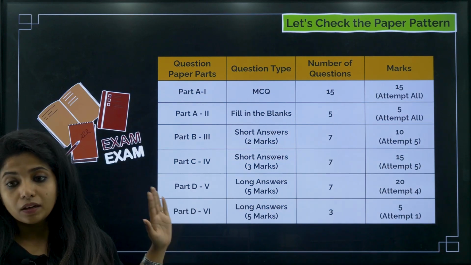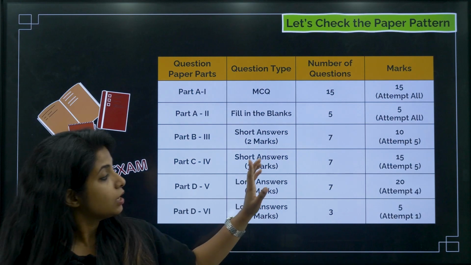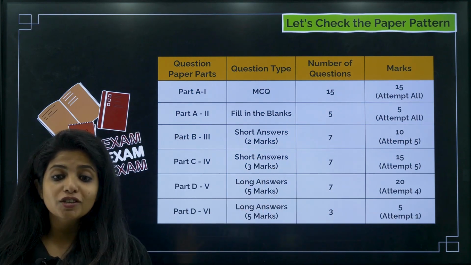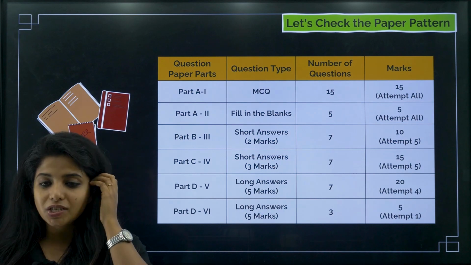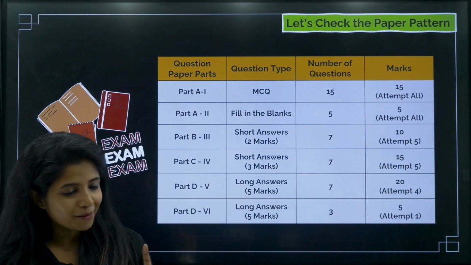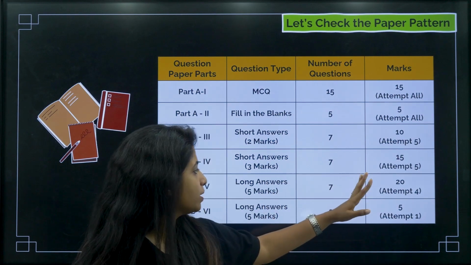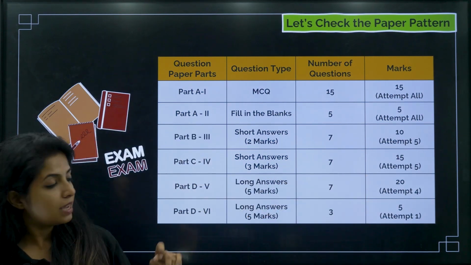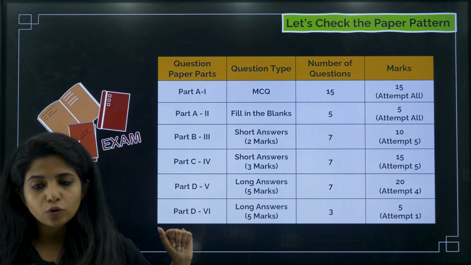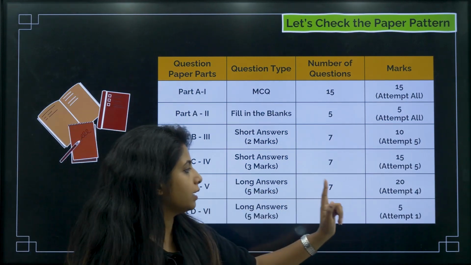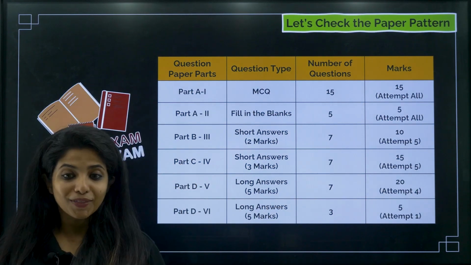Part D, the first part of D will have long answer, 5 marker questions. 7 questions will be there, out of which you just have to attempt 4. Please don't go on attempting all the 7 questions, my dear children, it will waste a lot of your time. So please make sure you read the instructions really carefully. So basically 4 into 5, 20 marks. And the last part also has a 5 marker question. 3 questions will be there, out of which you just have to attempt 1. So 1 into 5 is 5 marks. Total 70 marks paper.